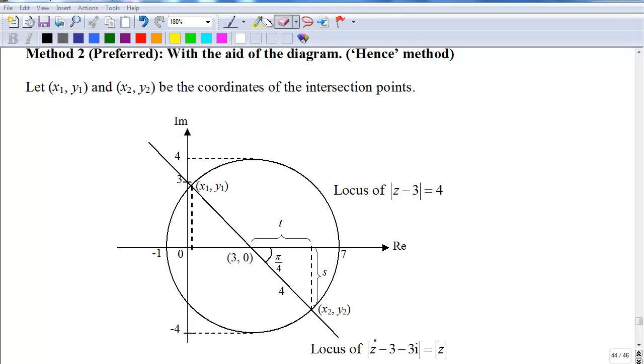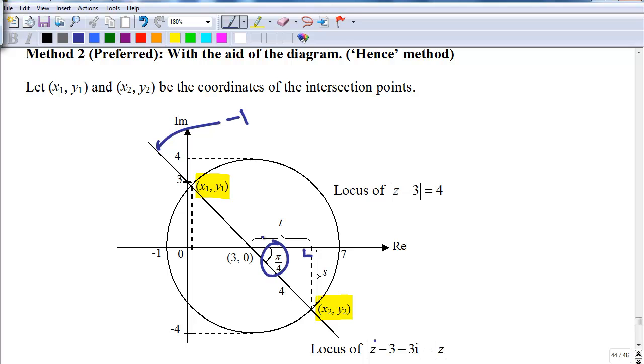Now in this question, we want to find the points of intersection between the two loci. If I let x1, y1 represent the point A and x2, y2 represent the point B, then I can first of all draw a right angle triangle here. From x2, y2 I can draw a dotted perpendicular line down, and because the gradient of this line is minus 1, I can write down the angle to be pi over 4.